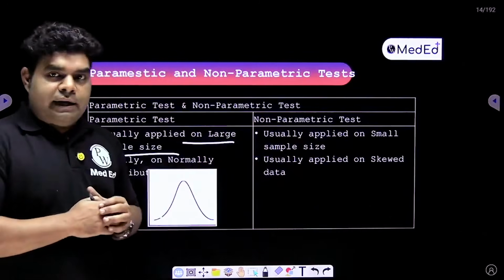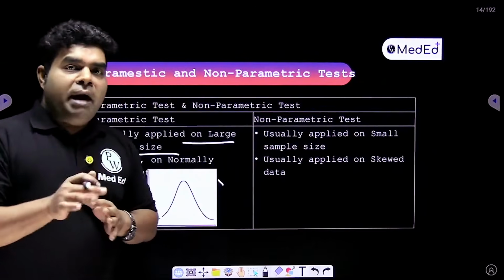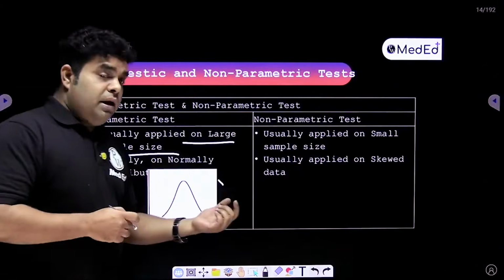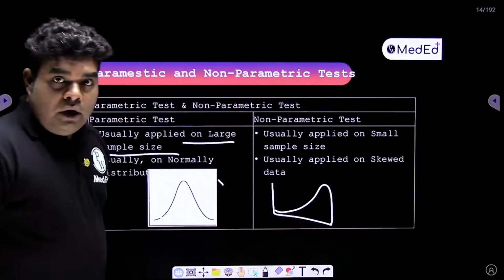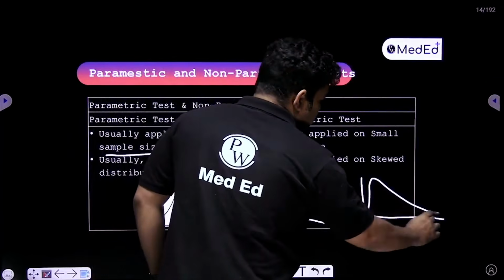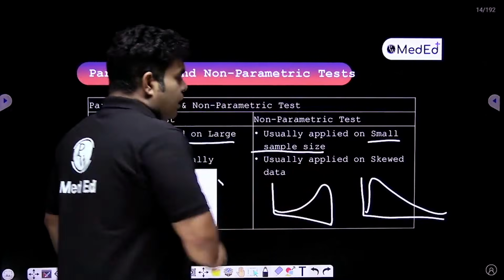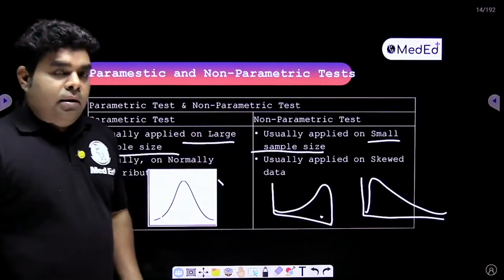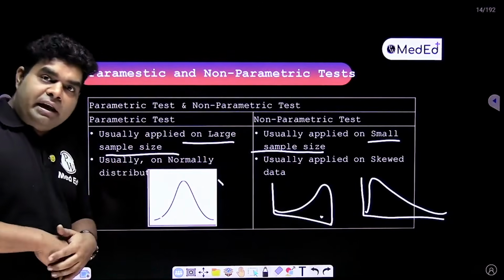Now, what is a non-parametric test? A non-parametric test is usually applied on a small sample size. Suppose I want to know the marks of just 3 or 10 students. Maybe all these 10 students are toppers and everyone's marks will come very high and the curve will be skewed. Or maybe all of them are new students who just started studying and all score very low, and again the curve will be skewed. So if the sample size is small, the curve is skewed, and on a skewed curve we apply a non-parametric test. But if the sample size is large, it is a normal distribution, and on a normal distribution we apply a parametric test.